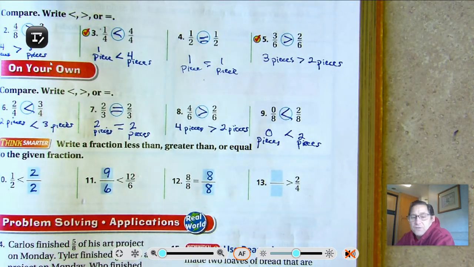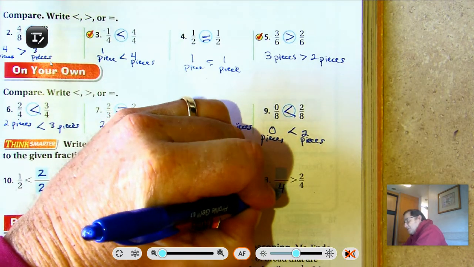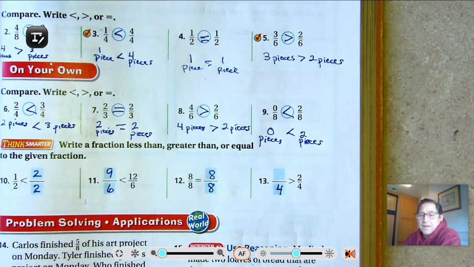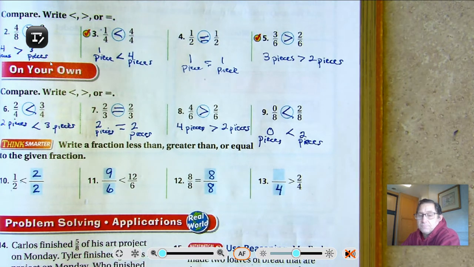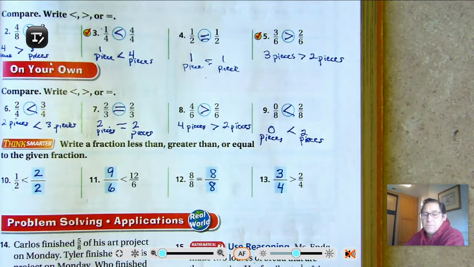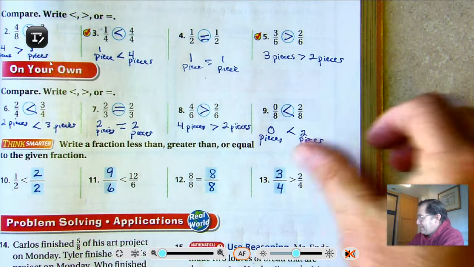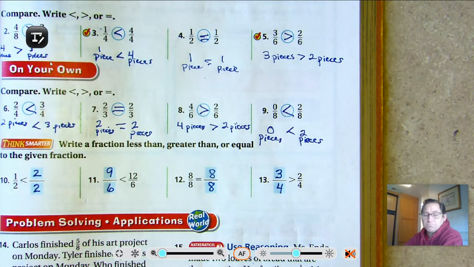Some fraction greater than 2/4. So our two fractions have 4 equal parts. I need a numerator greater than 2. Well, 3, 4, 5, keep going, right? So I just put 3/4. You could put 4/4, you could put 5/4, you could put 6/4. Any number greater than 2.